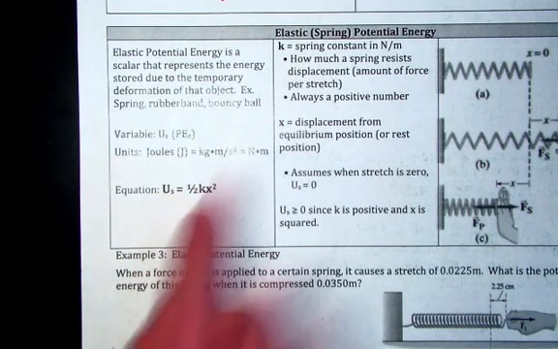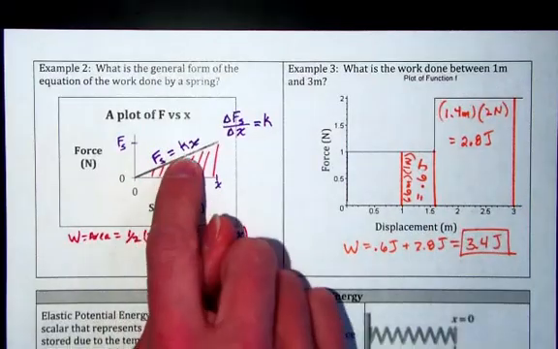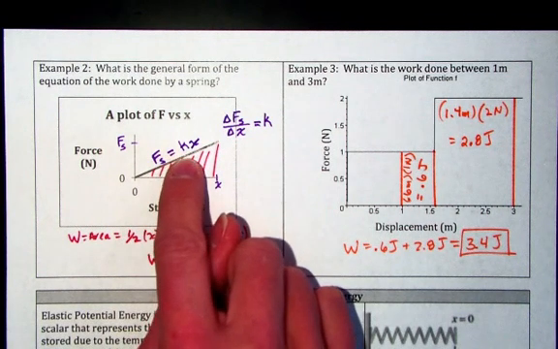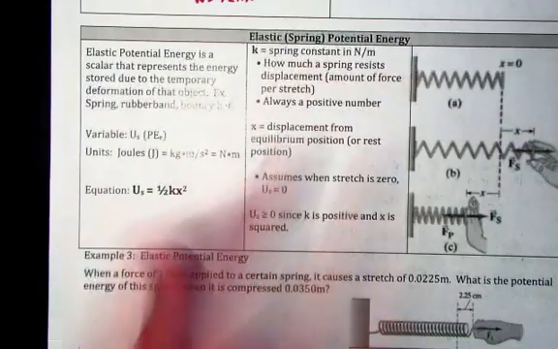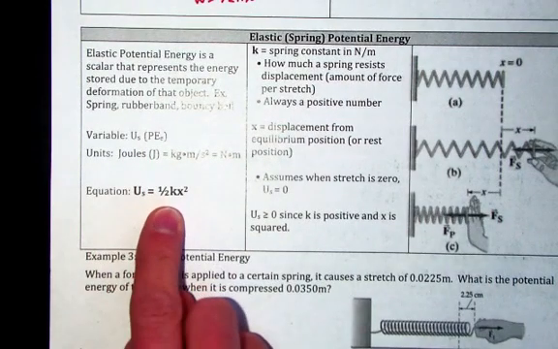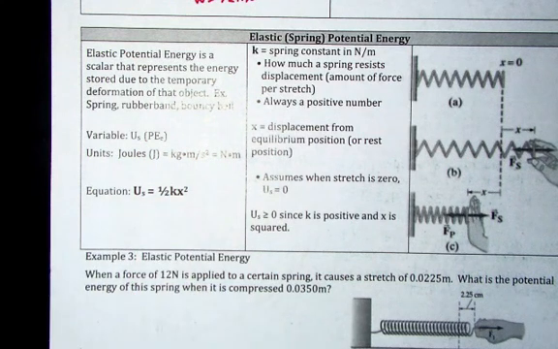Not to be confused with the force of a spring, which just equals kx. These are two different formulas. The force of a spring gives you a value in newtons. All right. The spring potential energy equals 1/2 kx squared.